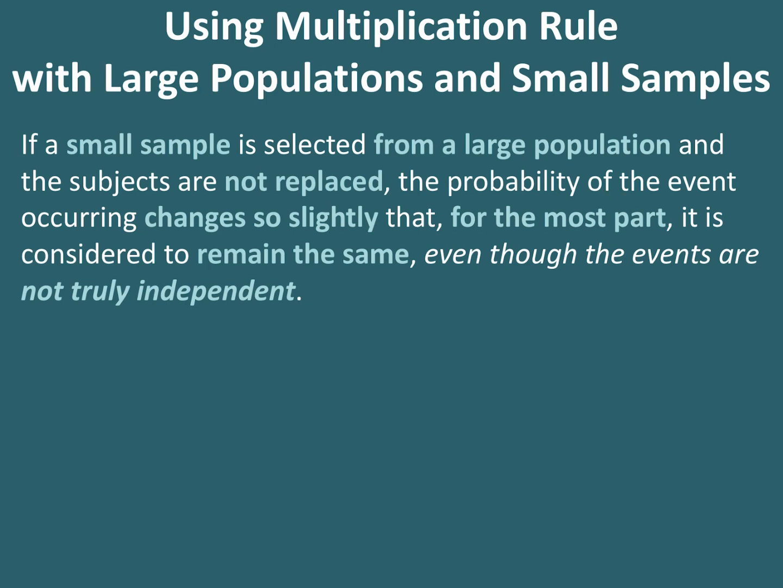Let's look at using the multiplication rule with large populations and small samples. If we were to have a small sample selected from a large population and the subjects are not replaced, usually that would indicate a dependent event. But here, the probability of the event occurring will change so slightly that, for the most part, it is considered to remain the same, even though the events are not truly independent.